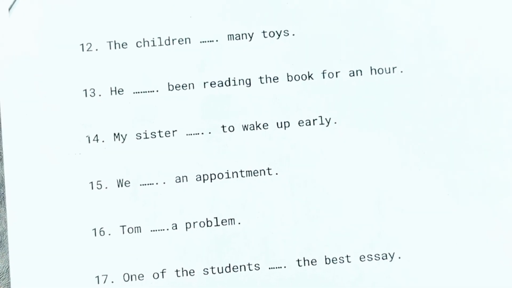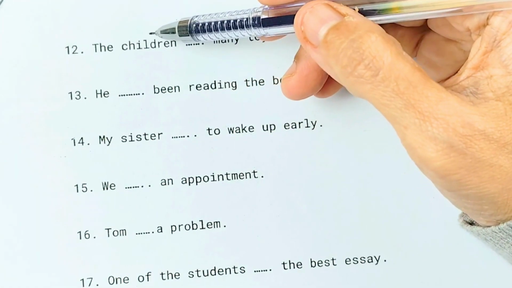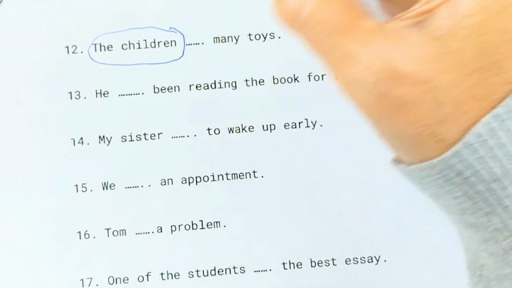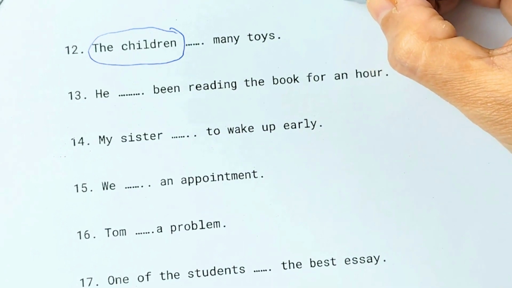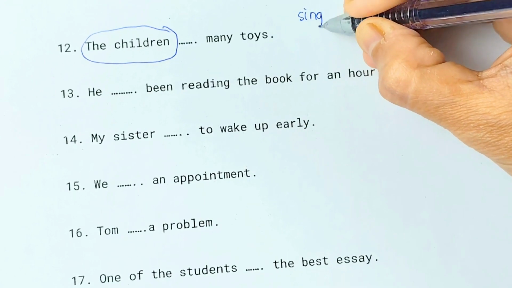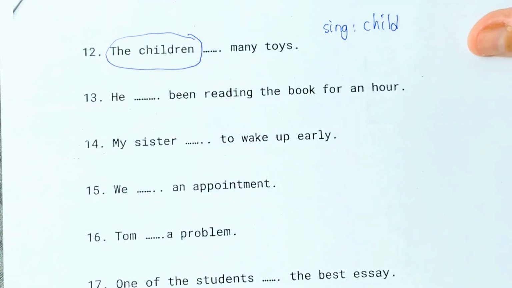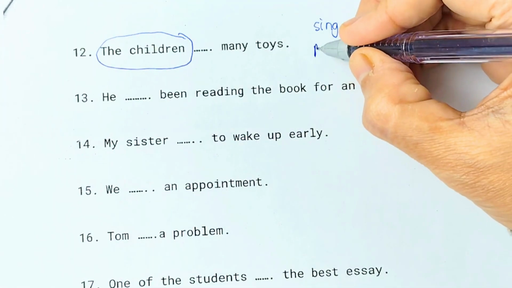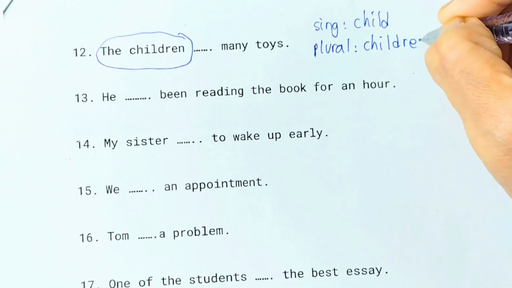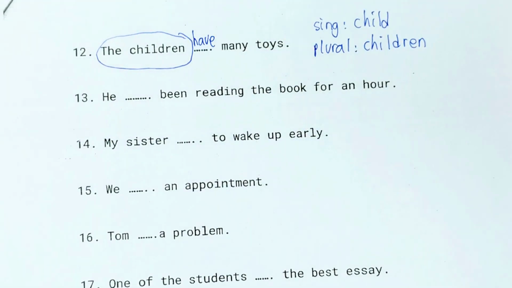Okay, number 12, the children blank many toys. The children, the subject. So the singular form for children is child, and then the plural form children. So the children have many toys.